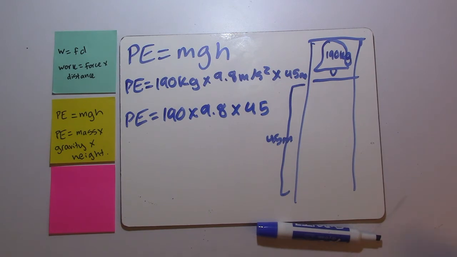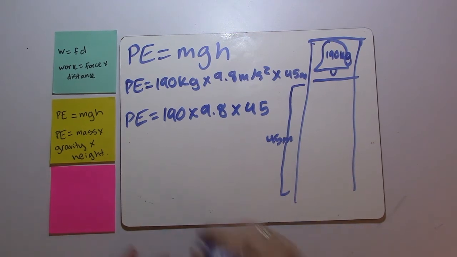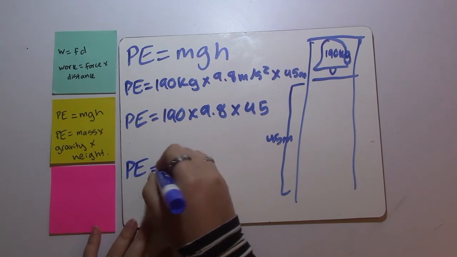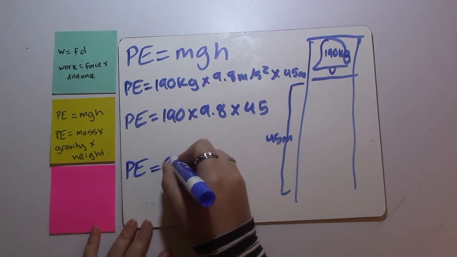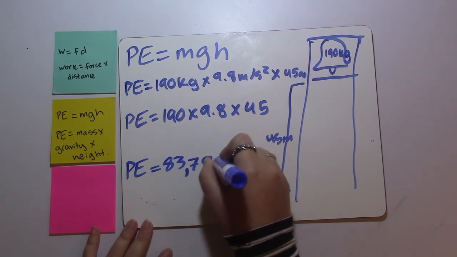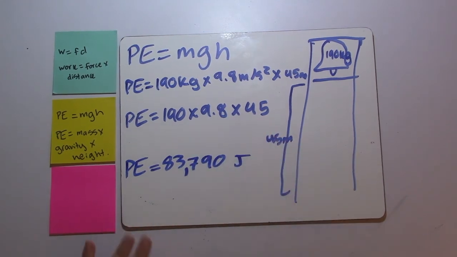You should get a really, really big number for this one. So our final answer is PE equals 83,790 joules. That's a lot of energy. It's a good thing we calculated that because now we know if this bell were to fall, this is how much energy would be behind that motion.